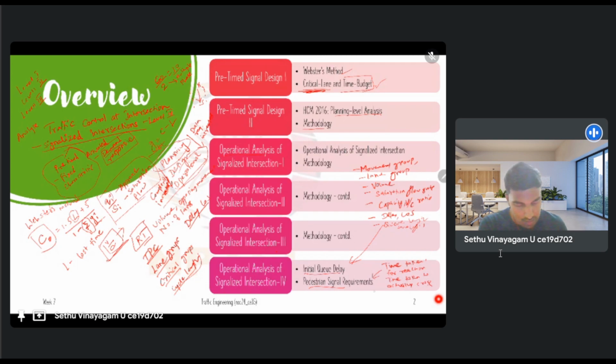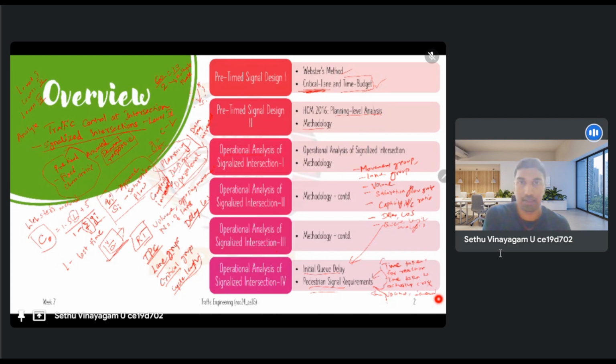And then we also look at the volume or the demand. What is the pedestrian demand for different directions of movement, combined with this time, that will give you how much time is required for clearing the pedestrian demand. So those are the two major criteria that will dictate the pedestrian signal requirement. So this is what was covered in week 7.